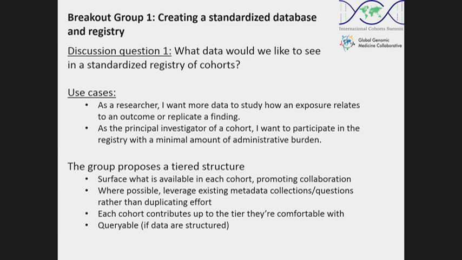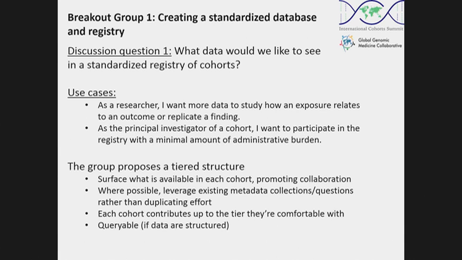So the first question that we put to the group is what data they would like to see in a standardized registry of cohorts. So some of the use cases that we were thinking about is, if you're a researcher, how do you get access to more data to study how a particular exposure relates to a particular outcome or to perhaps replicate a finding? And also, if you are running a cohort, how do you participate in the registry with a minimal amount of administrative burden? So the group proposed a tiered structure in terms of how much data each cohort would share. So this has the advantages of surfacing what's available in each cohort to promote collaboration so that people know about each cohort and what's available.